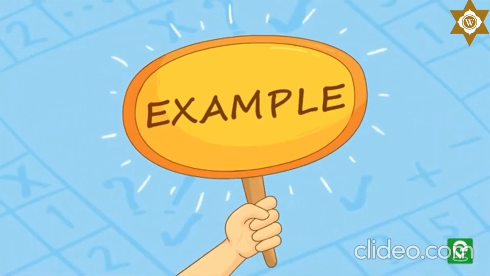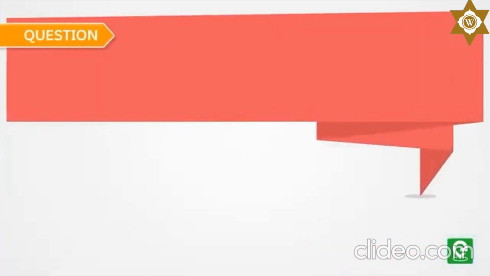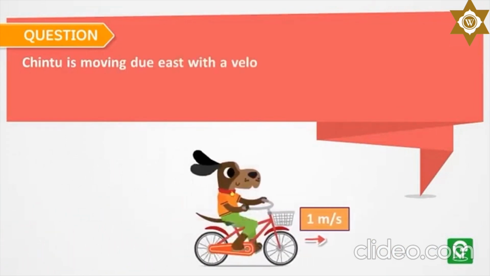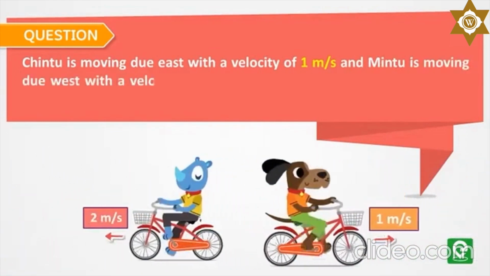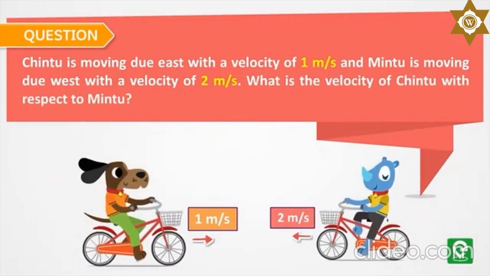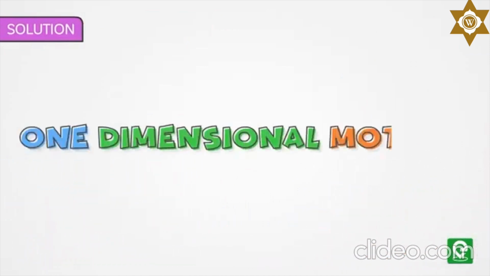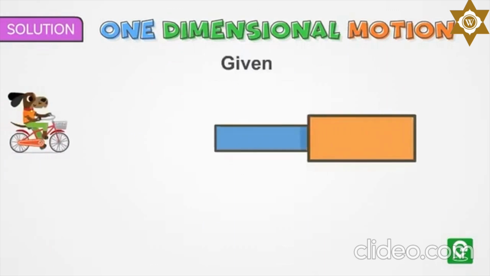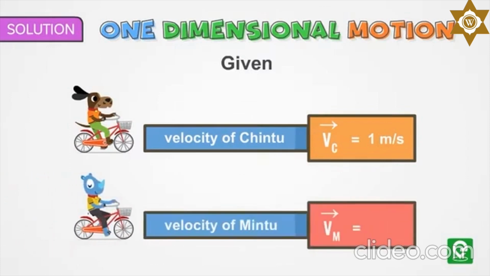Let's solve an example to understand this concept better. Question: Chintu is moving due east with a velocity of 1 meter per second and Mintu is moving due west with a velocity of 2 meter per second. What is the velocity of Chintu with respect to Mintu? Solution: this is a one-dimensional motion problem. We are given that the velocity of Chintu is equal to 1 meter per second in east direction, and velocity of Mintu is equal to 2 meter per second in west direction.